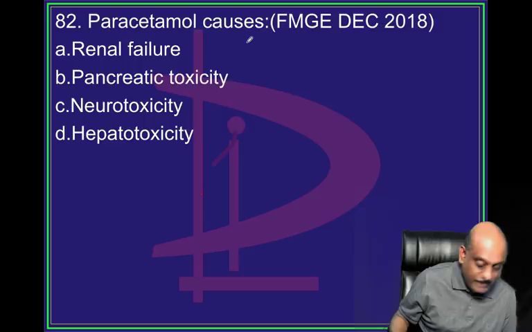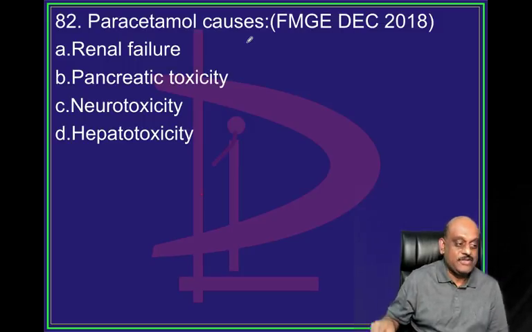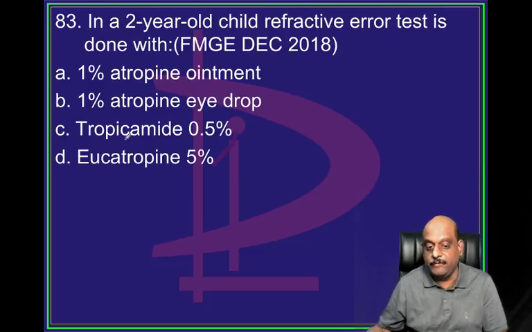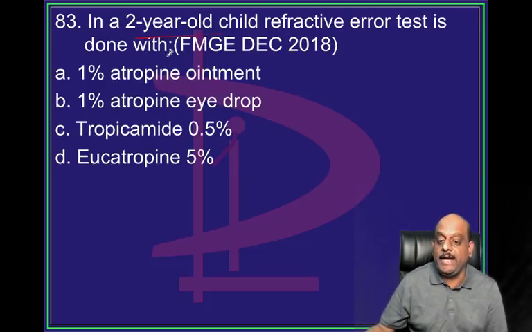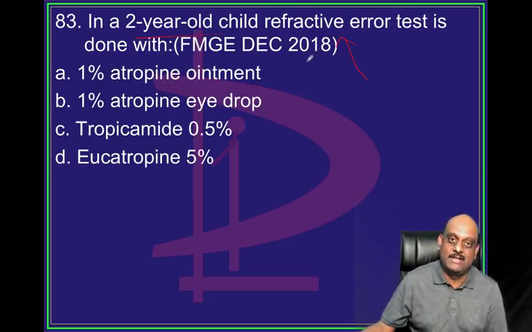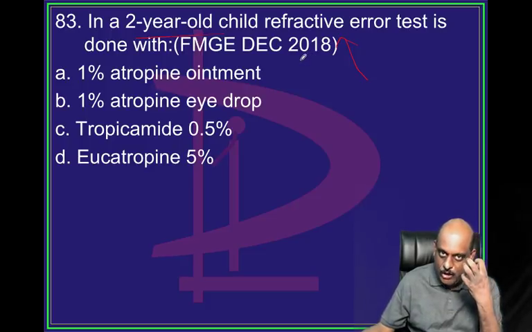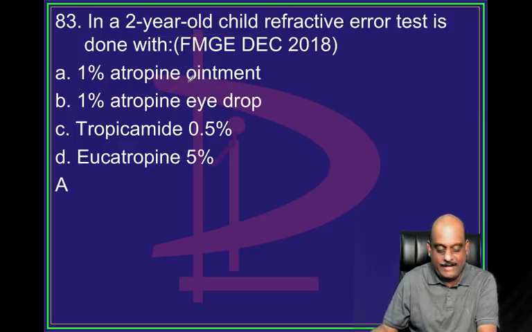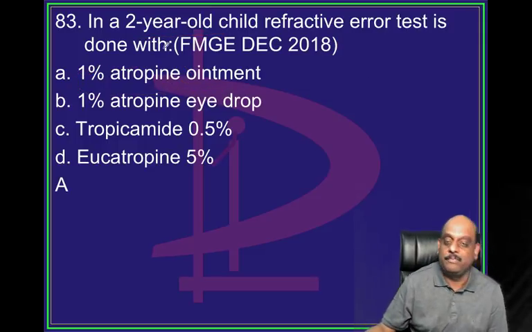Now, Shweta, good night. So, paracetamol causes hepatotoxicity, all of you know. 2-year-old child, refractive error test. Children's accommodation is very strong, so you give atropine ointment, is what you need to remember.